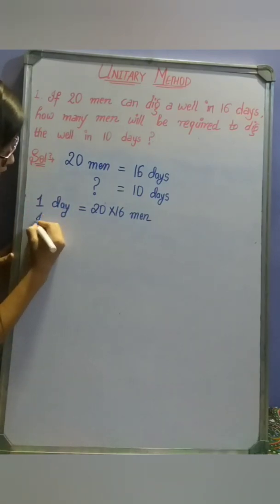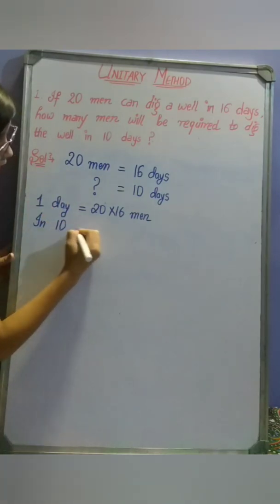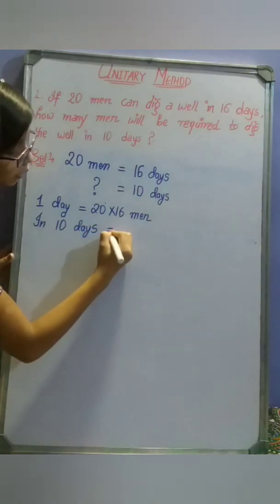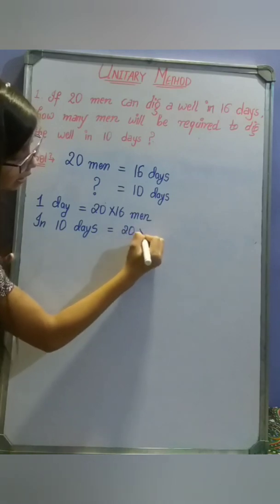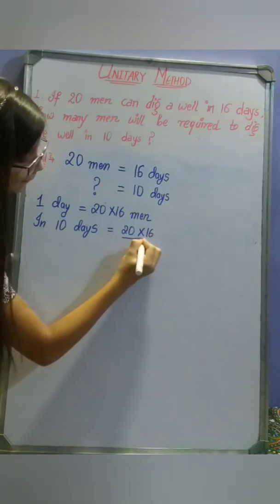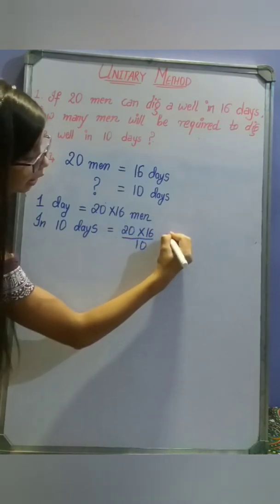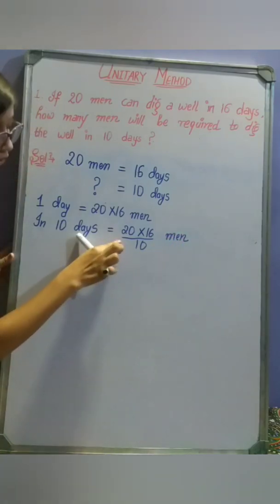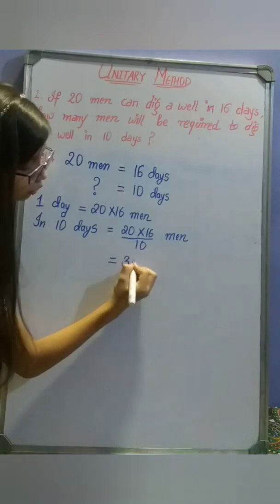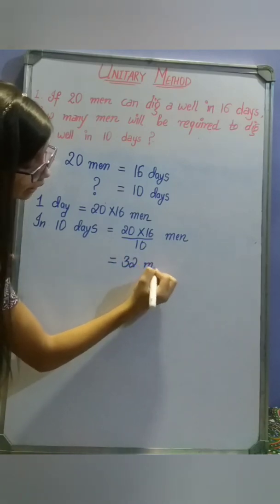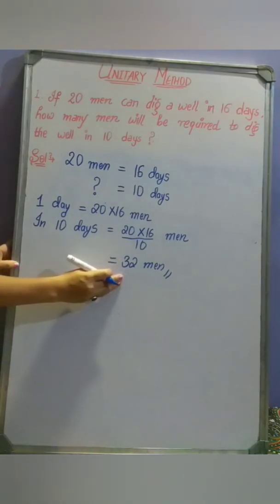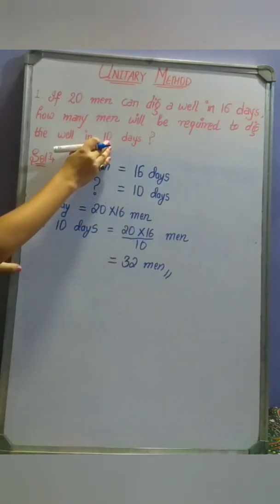So in 10 days, 20 into 16 by 10 men will be required to dig the well in 10 days. So solving this we are going to obtain 32. So 32 men. So now we know that 32 men will be able to dig the well in 10 days.